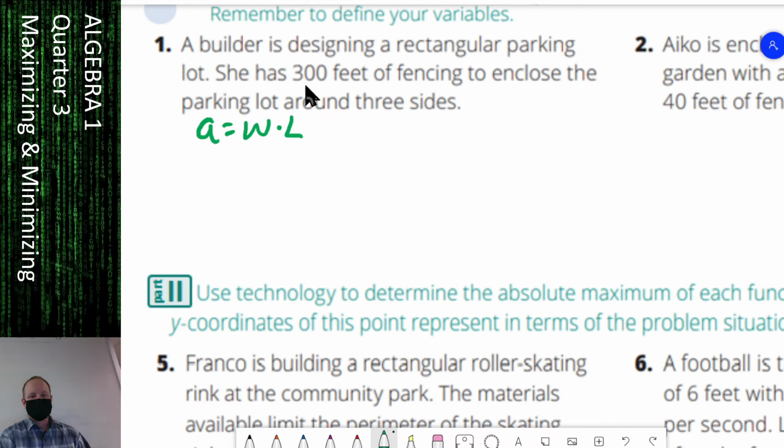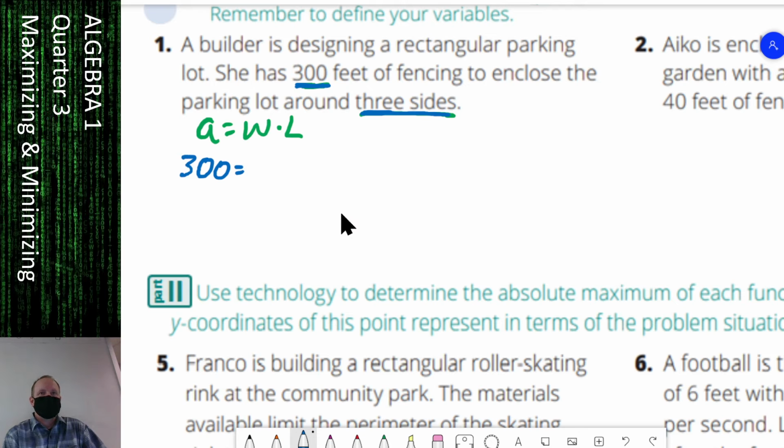And now we're going to pick out some numbers here. We have 300 feet of fencing that's going around our parking lot. And how many sides of the parking lot are we going to enclose? So these are the 2 numbers that we're going to use. So our second equation is going to be talking about the length of the fence, which is going to be 300 to start off with.